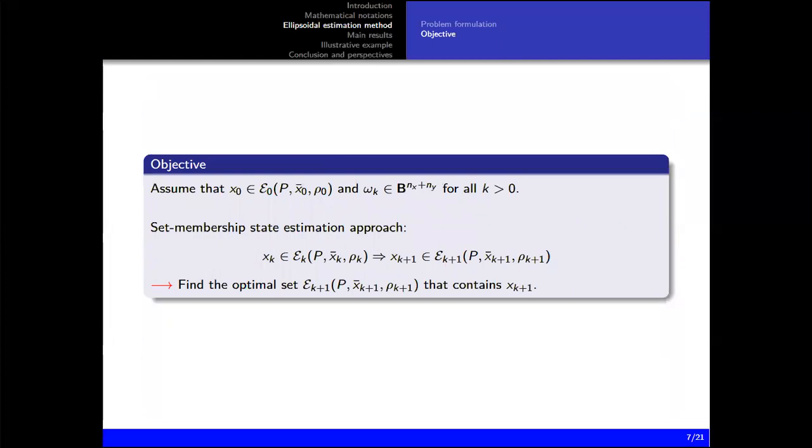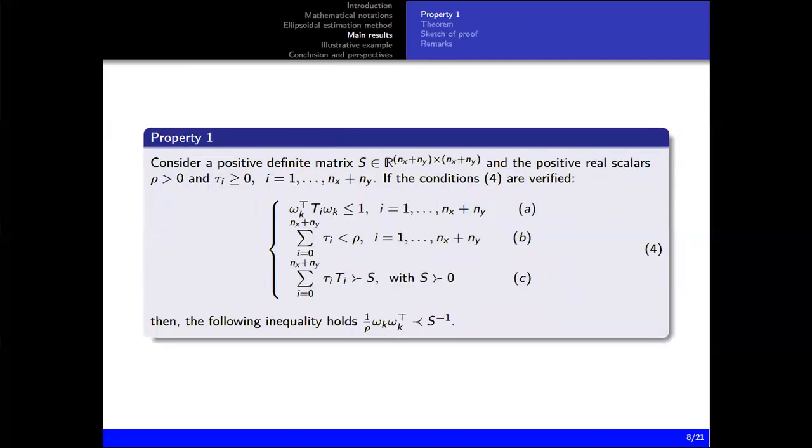If we assume that the initial state belongs to the initial ellipsoidal set E_0, and the perturbation and measurement noise belong to this compact set, and we assume that the ellipsoid E_k contains the state x_k, then we want to compute the ellipsoidal set E_{k+1} that is guaranteed to contain x_{k+1} at time k+1. The objective is to find the optimal ellipsoidal set that contains the state of the system at each sample time. Let's start with the first result, which is property 1.